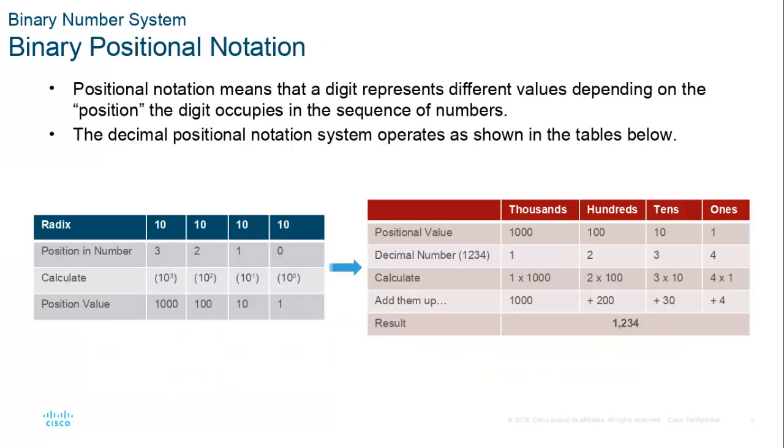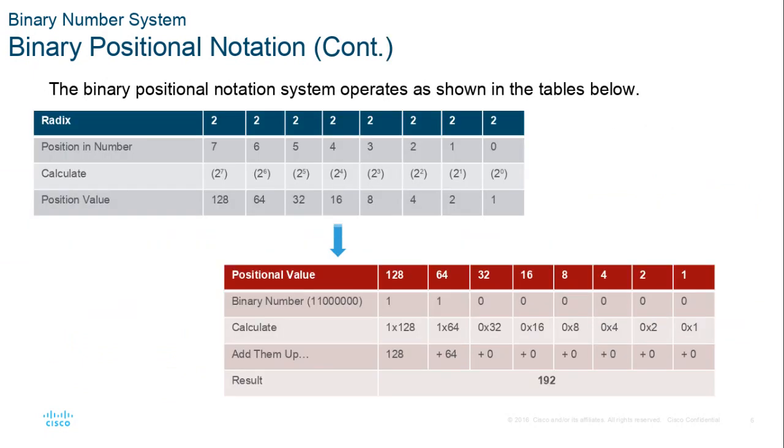In the decimal number system, we have our positional values, which are powers of 10: 1, 10, 100, and 1,000. So if I have the decimal number 1234, that literally means 1 times 1,000 plus 2 times 100 plus 3 times 10 plus 4 times 1, and that gives us our 1,234. In the binary number system, we're going to use powers of 2 instead of powers of 10. Instead of 10 to the power 0, 10 to the power 1, 10 to the power 2, we're going to use the binary values.